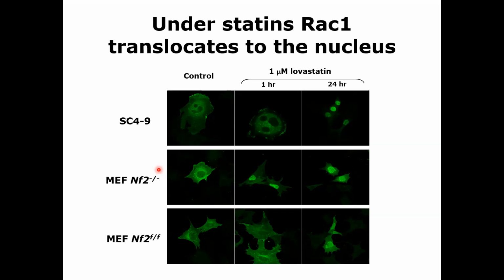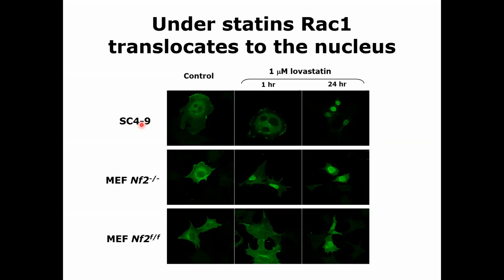So the next step was to see what RAC1 was doing in the cell. And to trace that, we labeled RAC1 with green fluorescent protein and just did fluorescent microscopy experiments, transforming cells with this fused RAC1-GFP protein and adding lovastatin or simvastatin. And we found out that within an hour, almost all the RAC1 protein was localized in the nuclei of the cells.